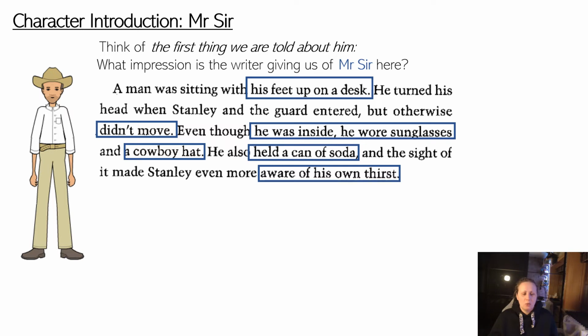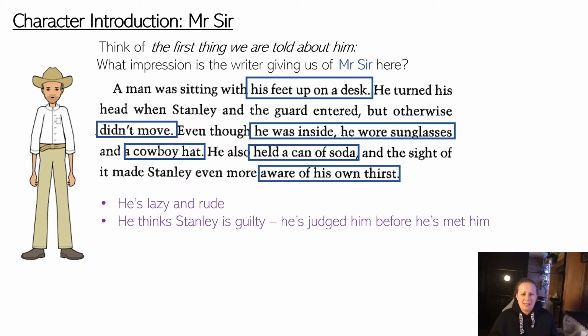3, 2, 1. Well, I might think he's lazy and rude. Feet up on the desk. Not very nice, not very good first impression. Might make us think is Stanley guilty. He's running this camp for boys who've committed a crime and he's not been very nice to him. So is he judging Stanley before he's even met him? And if he's not even looking at him, if he's got these sunglasses on, he's not taking them off, he's not making eye contact with him, he doesn't want to get to know Stanley, does he? He doesn't really want to know him.